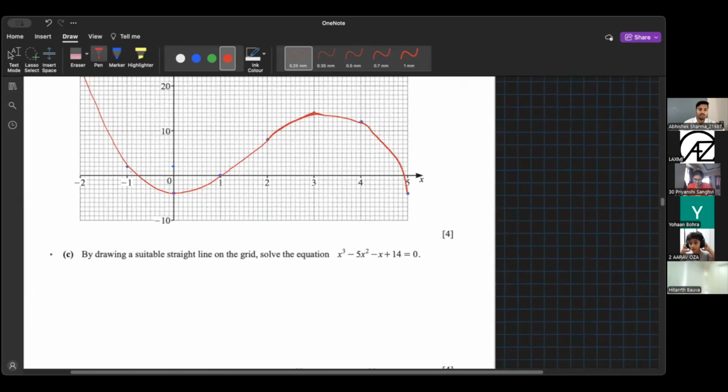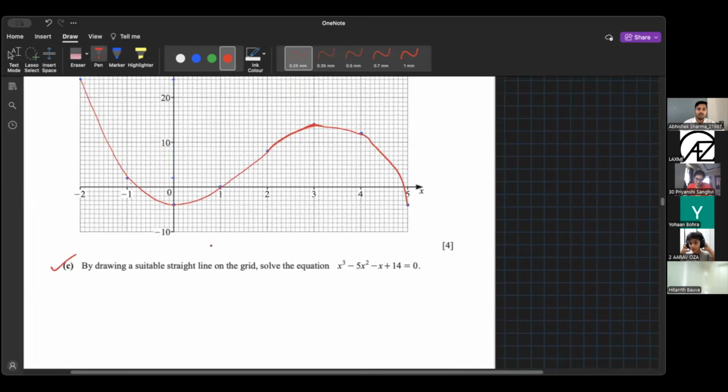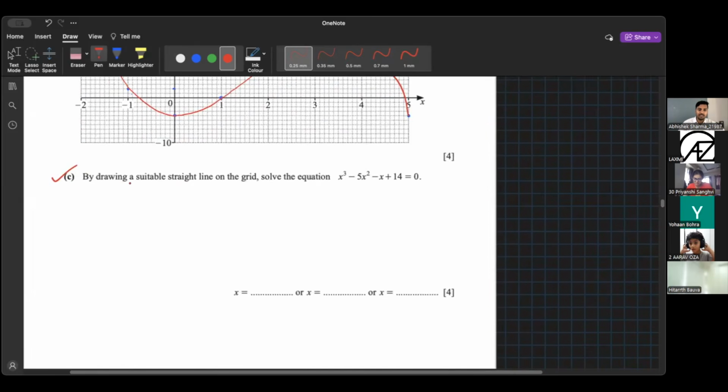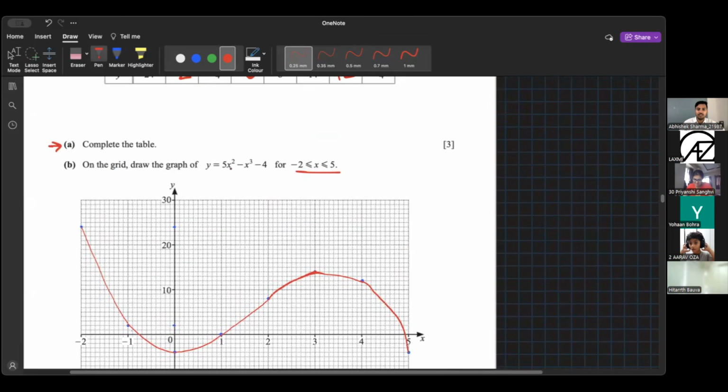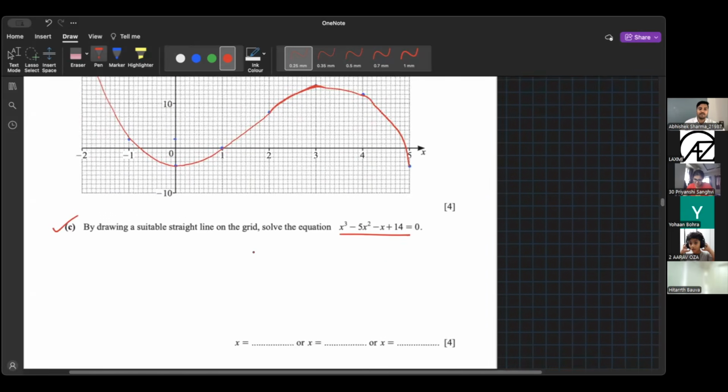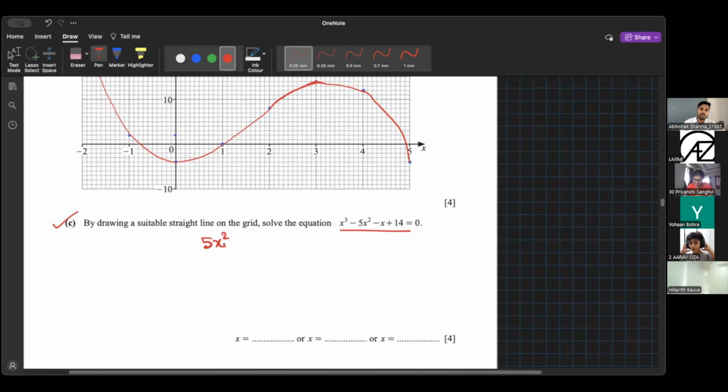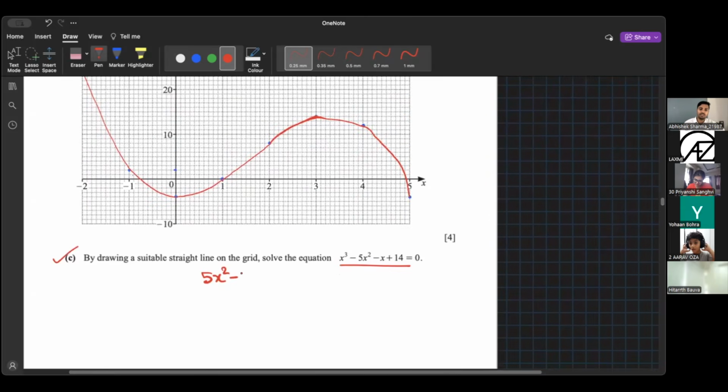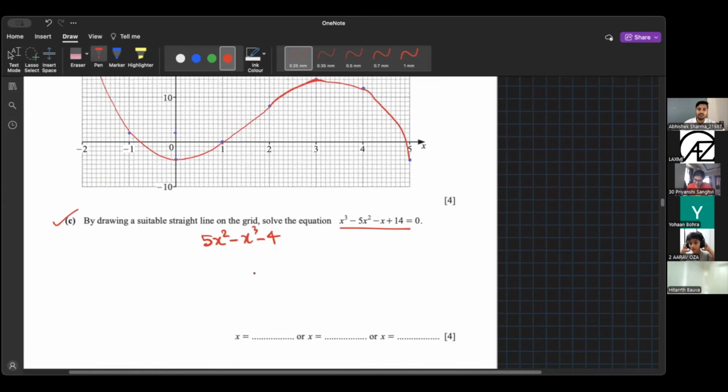So part B is done. Part C says: by drawing a suitable straight line on the grid, solve this equation. Now we can clearly see that this equation and the sketch that we have drawn are a little different. It is 5x square minus x cube minus 4.